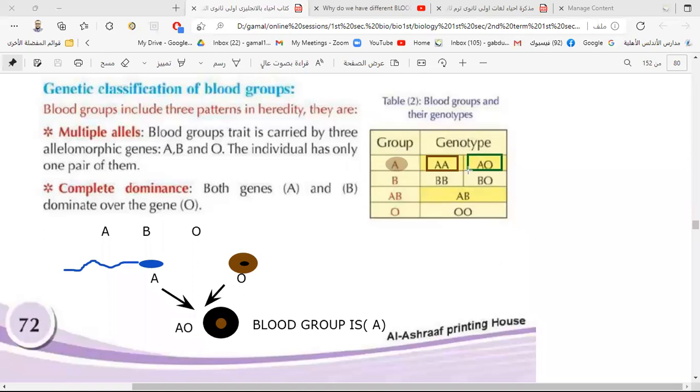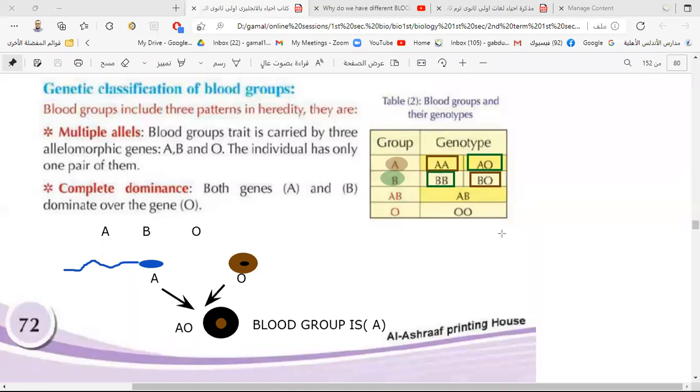Type B, the blood group B. Blood group B comes when the two genes are B and B, and also when the two genes are B and O, because O is always recessive. The person's blood group will be B if he has the two genes B and O, because B is dominant over the gene O. Gene O is recessive.